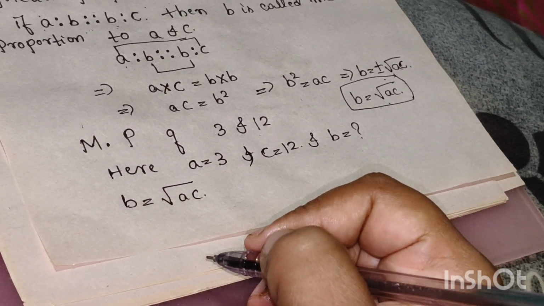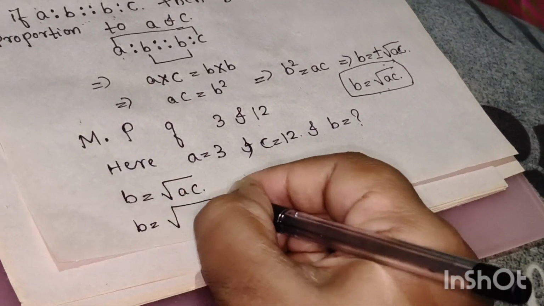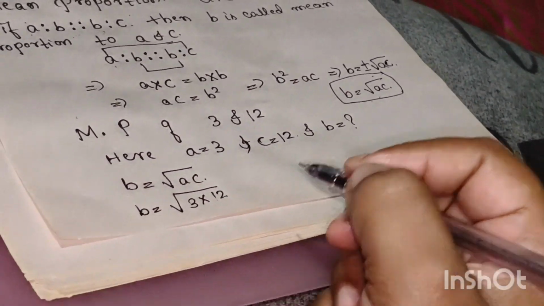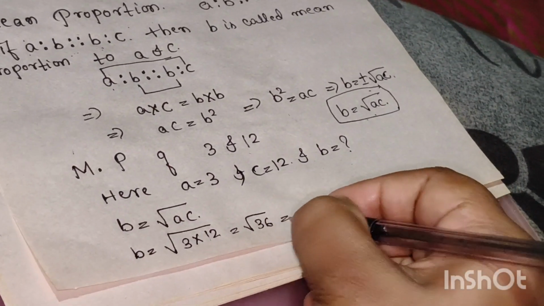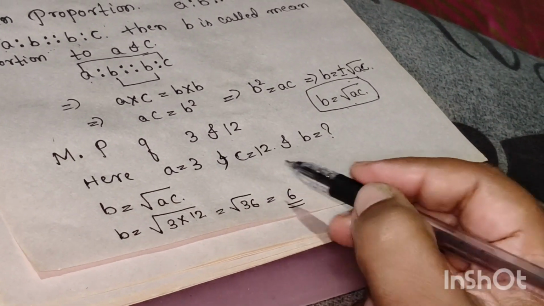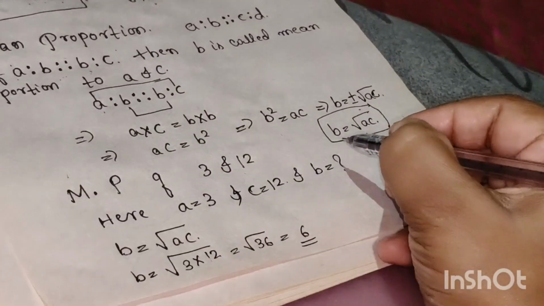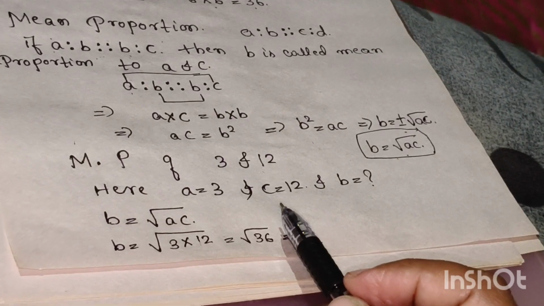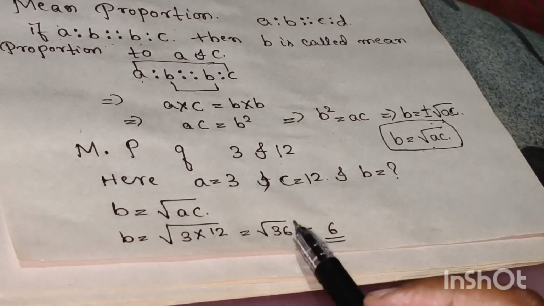B is equal to root of AC. So B is equal to root of 3 into 12, that means square root of 36. Square root of 36 means 6. The mean proportion of 3 and 12 is 6. This is one method for finding the mean proportion.